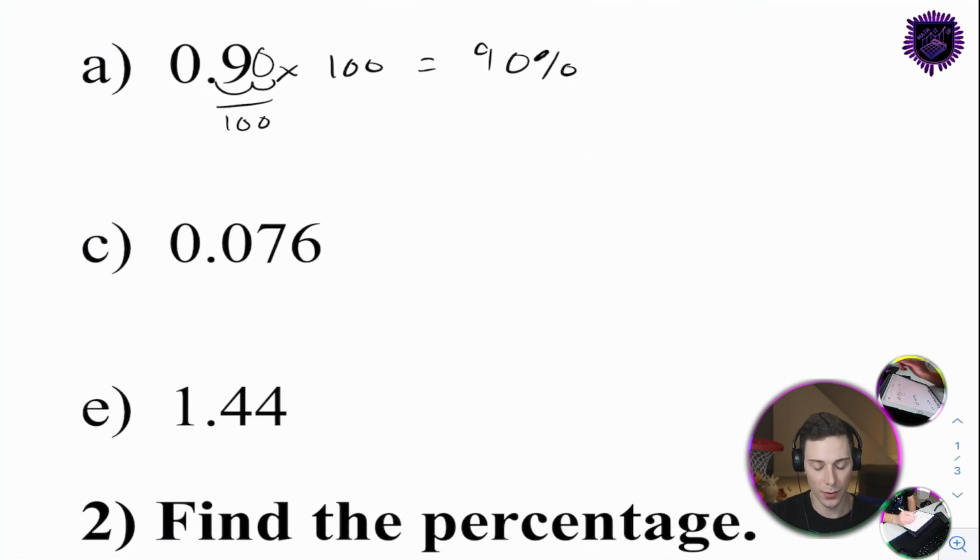0.076. Now don't get confused with this one. We want to again multiply by 100 here. We're going to move our decimal place over 2. This is going to be equal to 7.6%. Right, 2 decimal places.